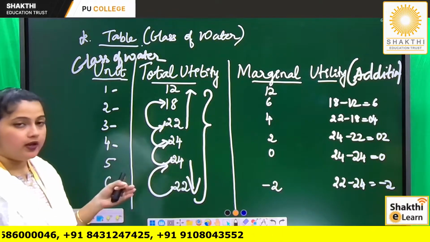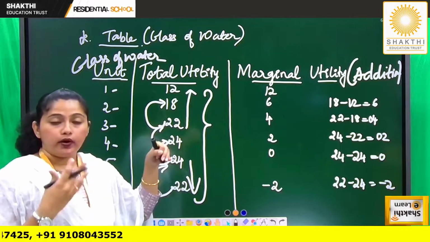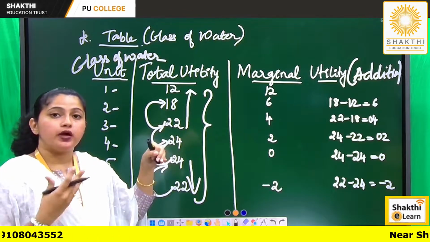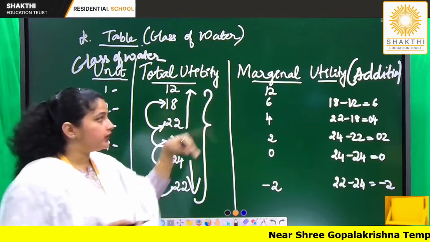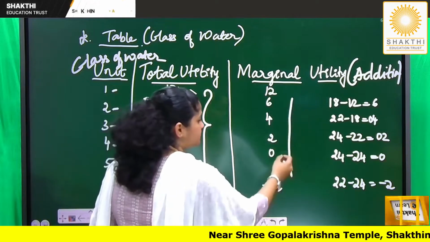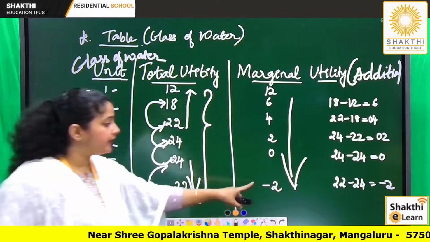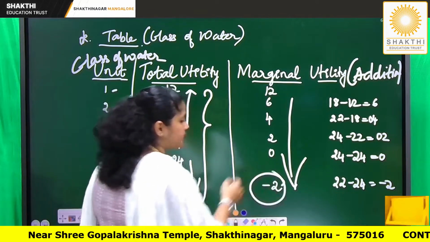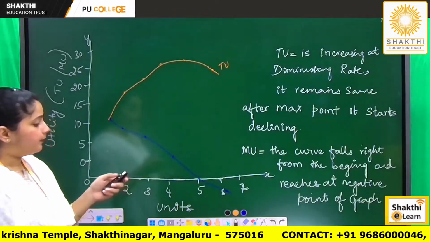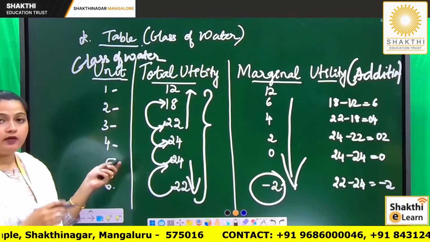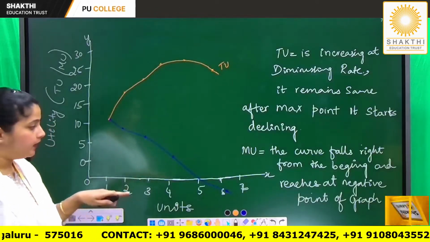As I've told you from the beginning, the more product or commodity you consume continuously, the marginal utility or the additional utility is going to fall drastically. The marginal utility curve is going to reach the negative point when you have continuous consumption of a particular product. The table is now being drawn in the form of a diagram.